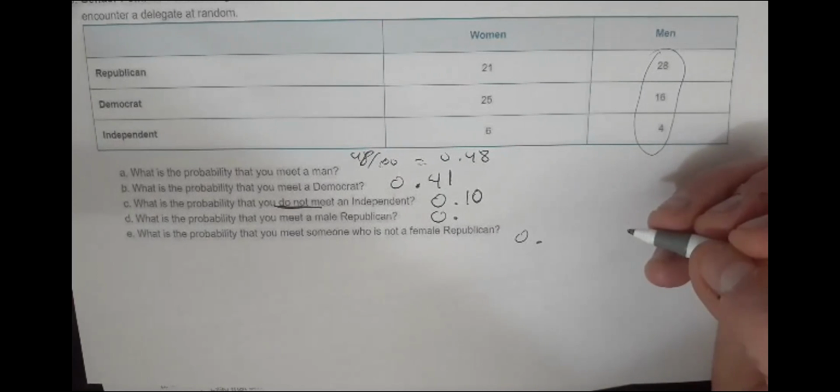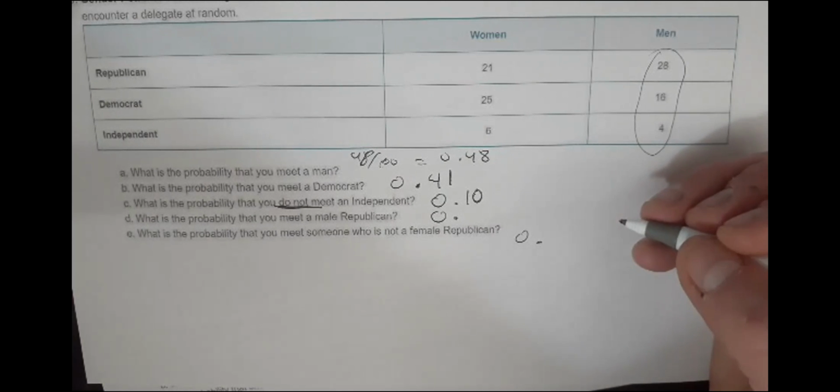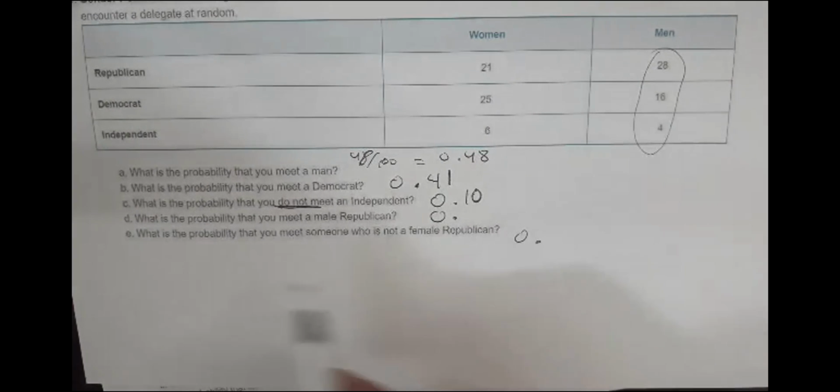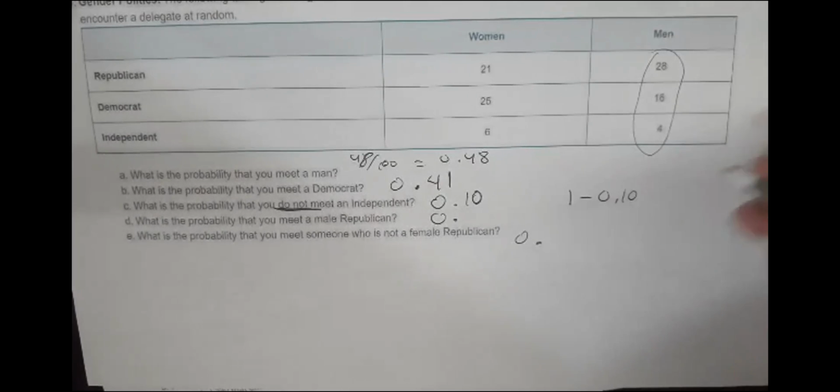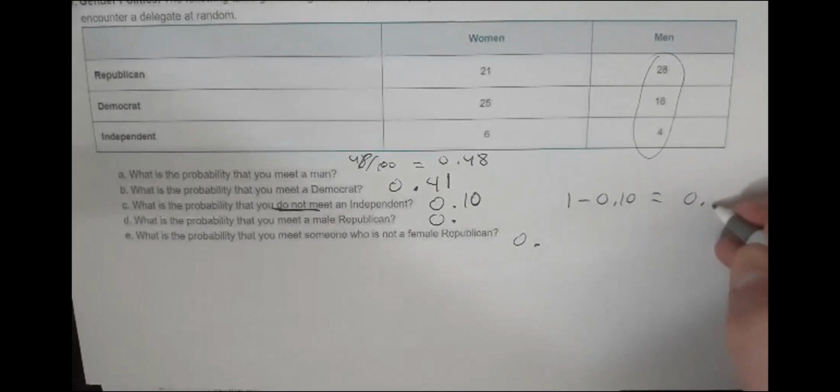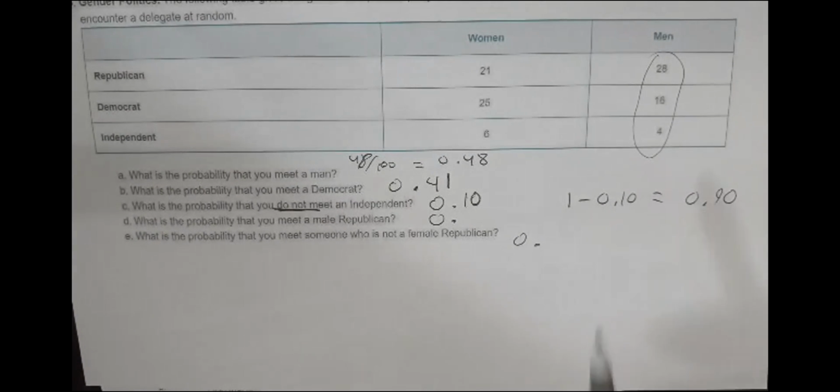how would I figure out the probability I'm not going to meet one? We could probably sum up all the other people and do it that way, but I wouldn't personally do it that way. I would do 1 minus the number of independents over 100. 1 minus this is what, 90. So if there's a 10% chance that I'm meeting them, there's a 90% chance that I'm not going to meet them, is what this is telling me.